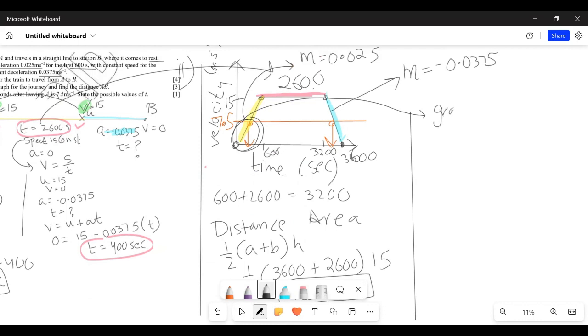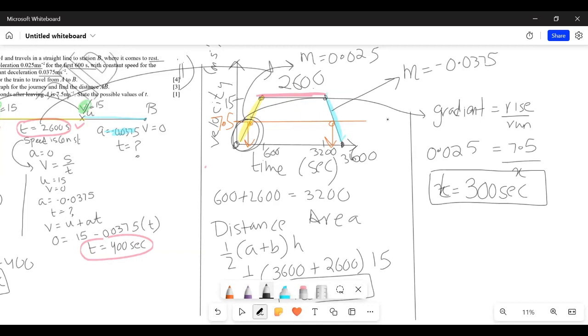So gradient equals rise over run. Gradient is 0.025, rise is 7.5, and run is the time that we need, or x. X comes out to be 7.5 over 0.025, 300 seconds. So for the first time, the speed becomes 7.5 meters per second at 300 seconds. So time or x equals 300 seconds.